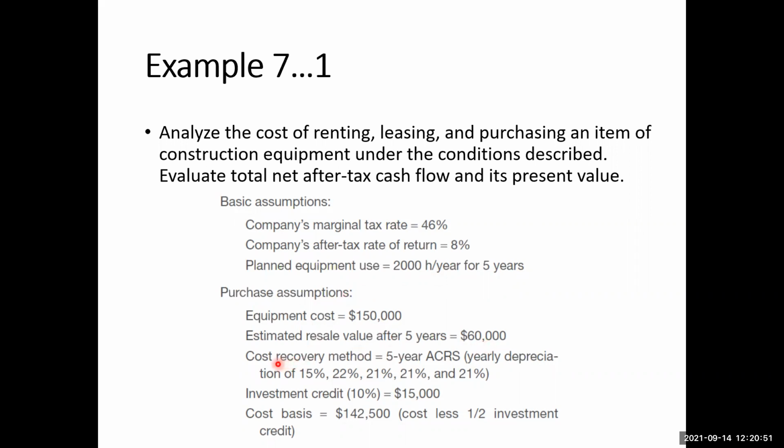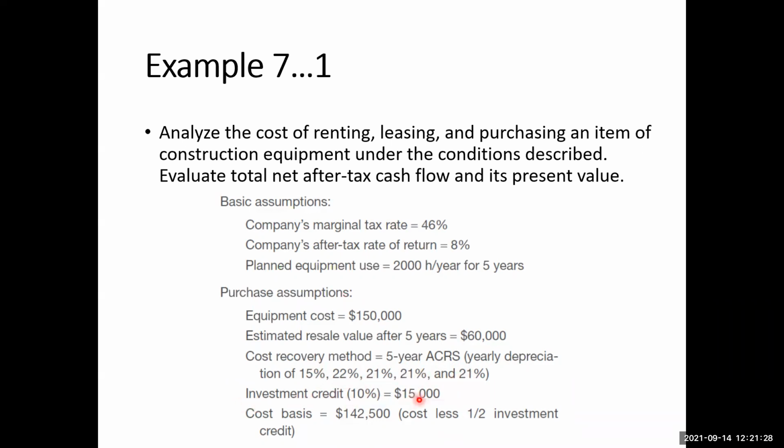And for depreciation purposes, this will use a 5-year ACRS method. Remember that this is not the MACRS method, it is the ACRS method, which is another method. We don't have to worry about what this method is, as it has been given that in the first year you will deduct 15%, second year 22%, third year 21%, fourth year 21%, and fifth year 21%. So these will be the depreciations made.